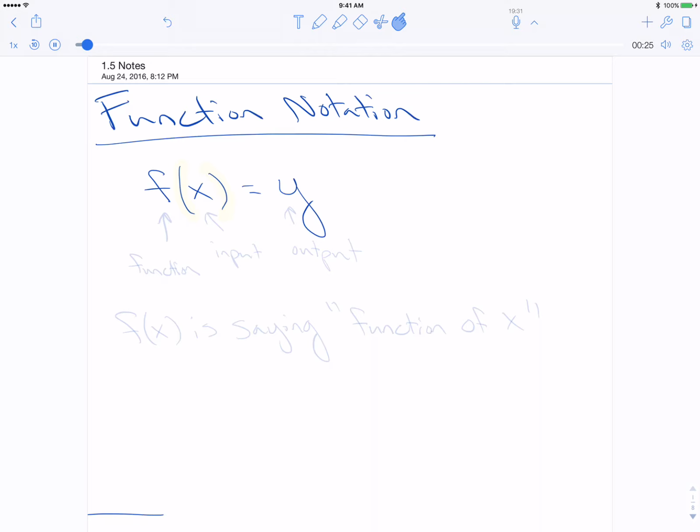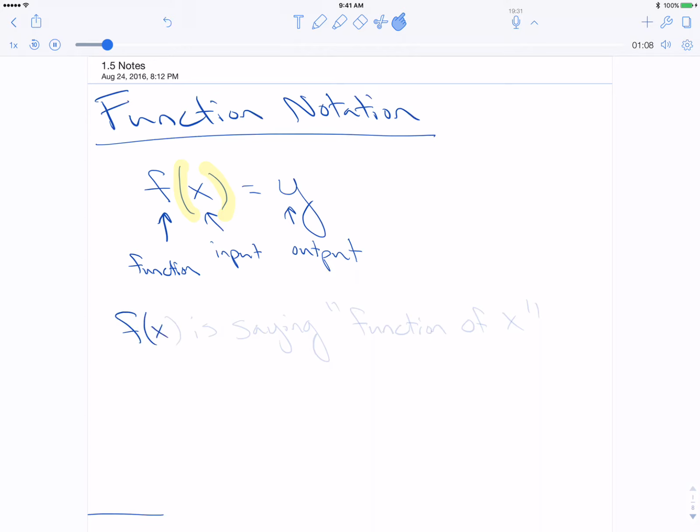In this context, you can think of f as just representing that this is a function. That is it. x is still our input, and y is still our output. The thing that I need you to get used to is that these parentheses here are not corresponding to multiplication. They're literally saying that this is a function of x. So you need to start translating that in your brain now. This is not multiplication.